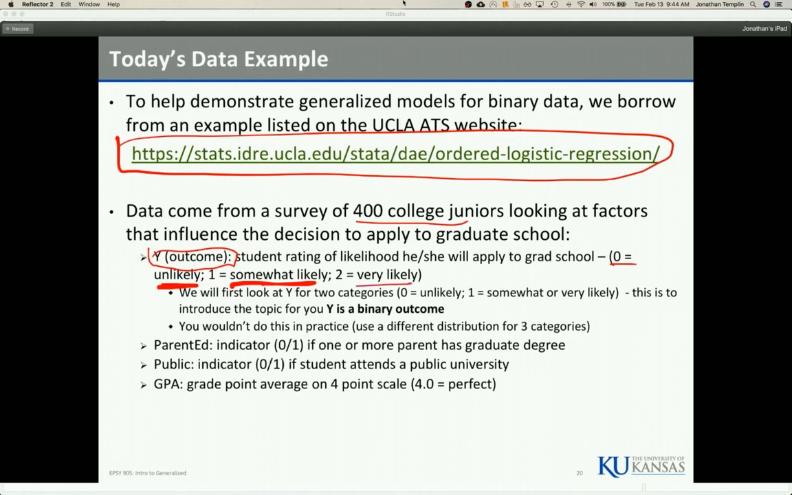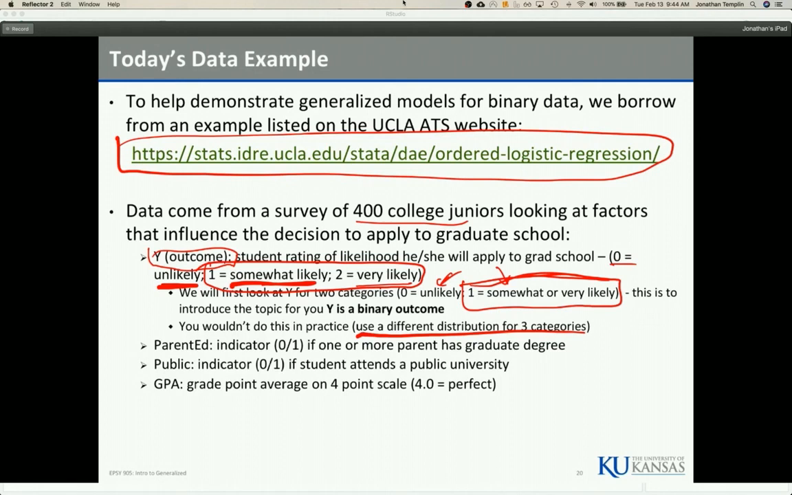Now, this is a 3-category variable, and there are models for that, and we should be using them. But for didactic purposes, to start you on the path to understanding how to use different models, we're going to simplify this a little bit. We're going to lump everybody who were somewhat or very likely to apply into one category. So we have a 0-1 variable: people who are unlikely to apply versus people who were somewhat or very likely to apply. Again, you wouldn't do that in practice. You would just use a different distribution for the 3 categories. But to get us started, this is a good entry point.